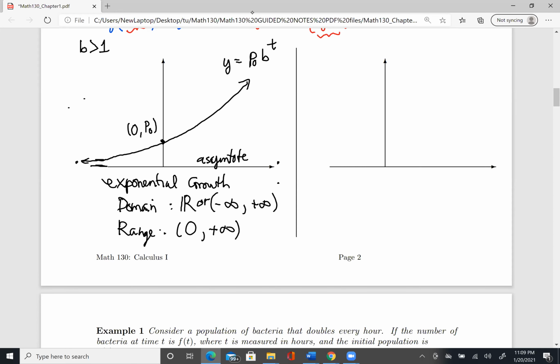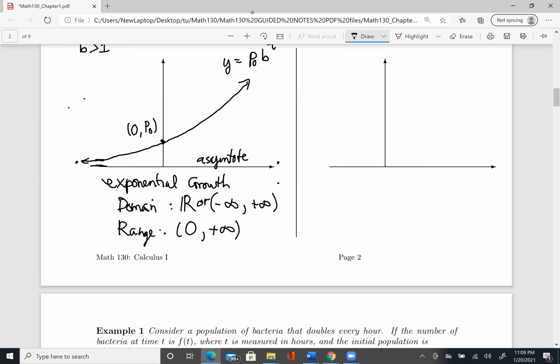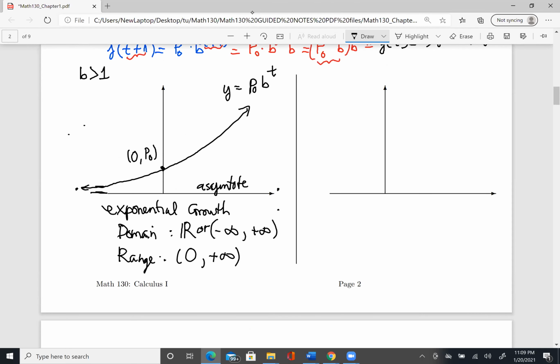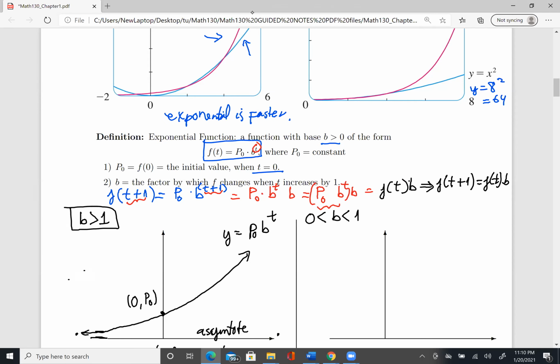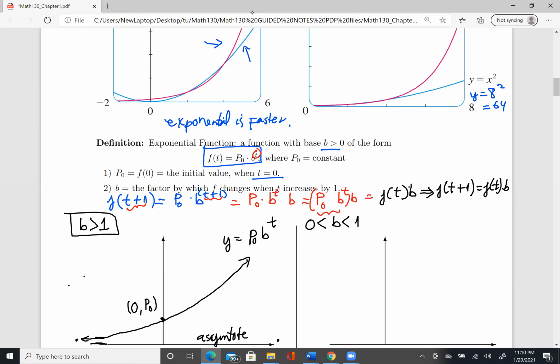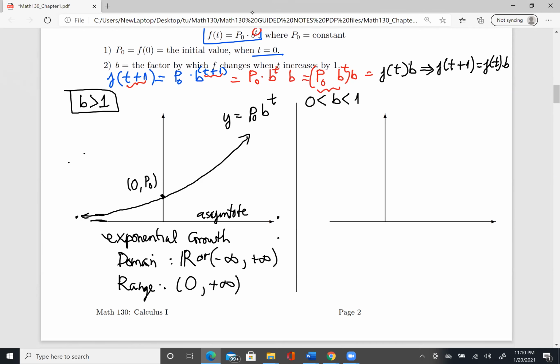Okay, so another case I want to draw. Remember that the left-hand side I did draw is the case b greater than 1. But for the second one, I want to draw the case that b is greater than 0 and less than 1. I should also mention that b is greater than 0 and b is not equal to 1, right?